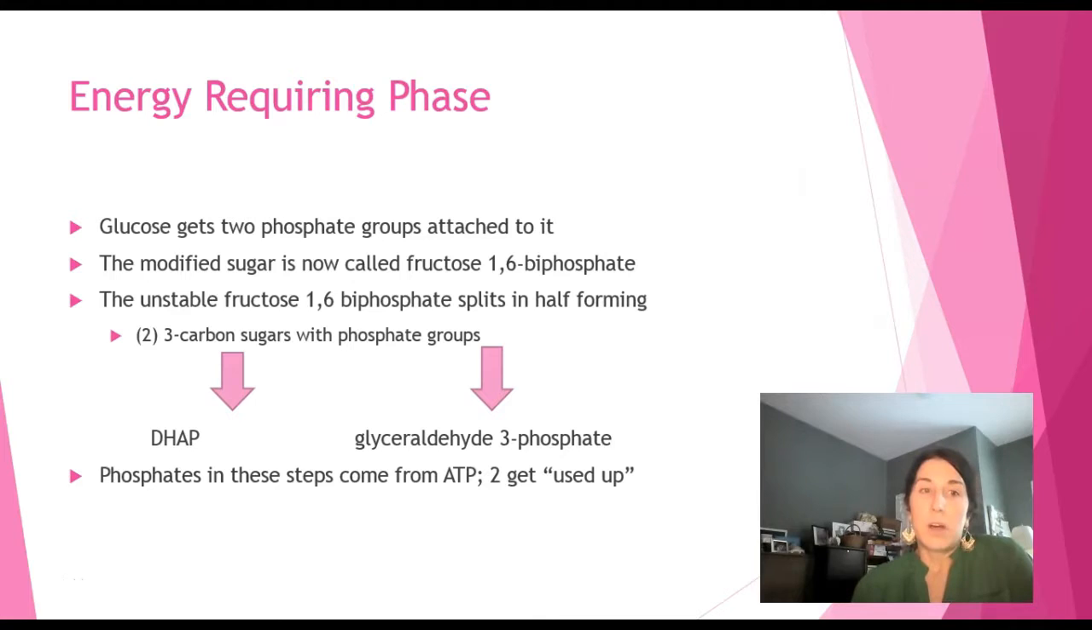Now, one of those 3-carbon sugars is DHAP. The other is glyceraldehyde 3-phosphate. And in these steps that just have occurred, ATP is getting used up. So 2 ATP get used up in this energy requiring phase of glycolysis.